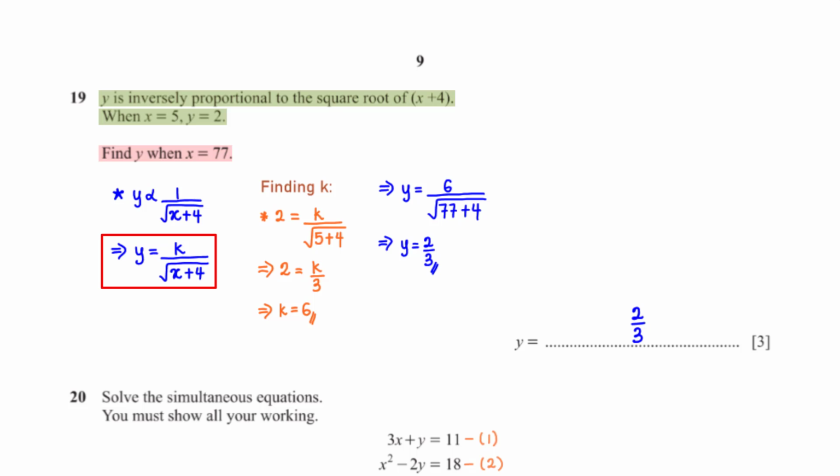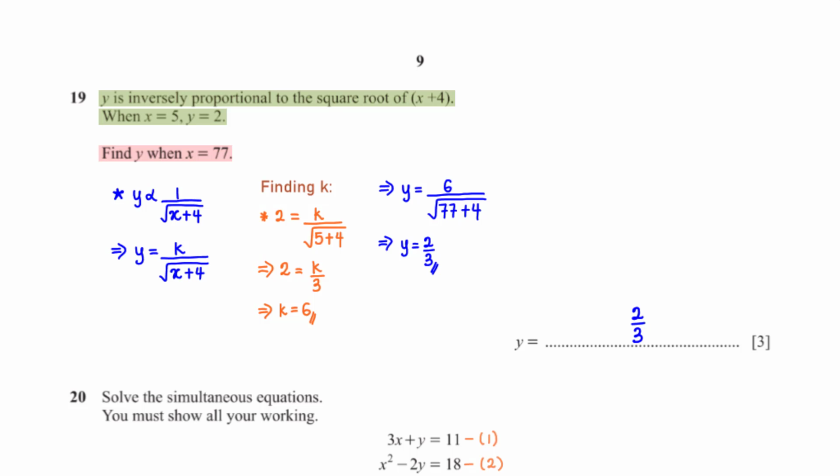From here, we need to find the value of K. We can get the value of K by substituting the values of X and Y given in the question into the equation. This gives us 2 equals K over square root of 5 plus 4. Square root of 5 plus 4 is 3. When we multiply both sides by 3, we get K equals 6.